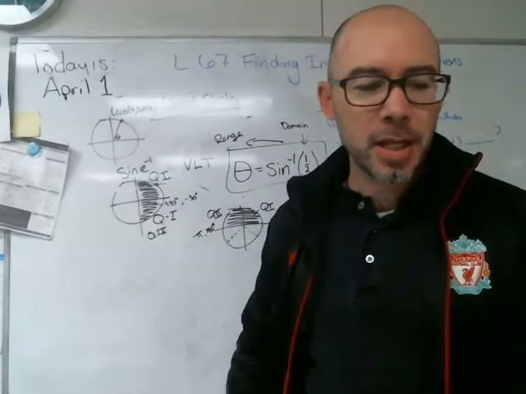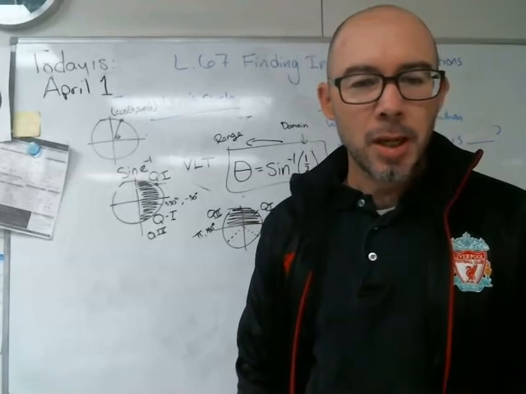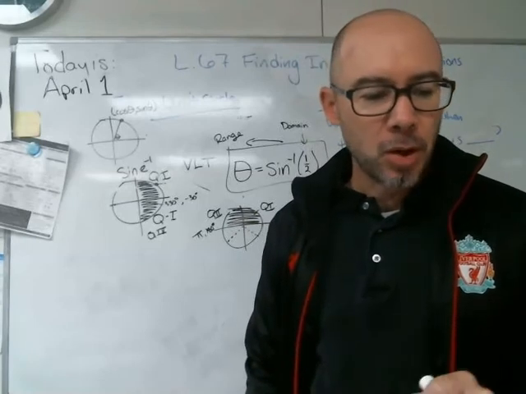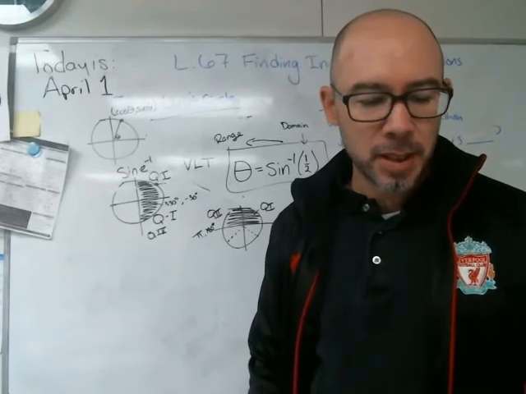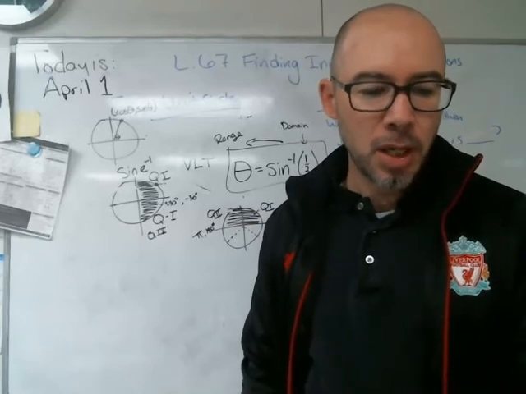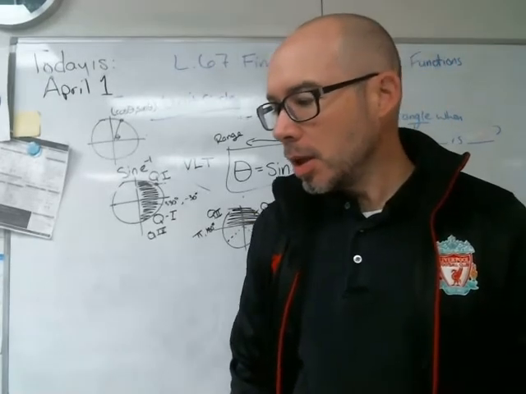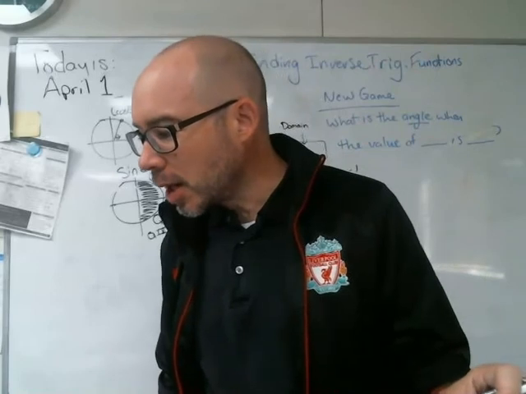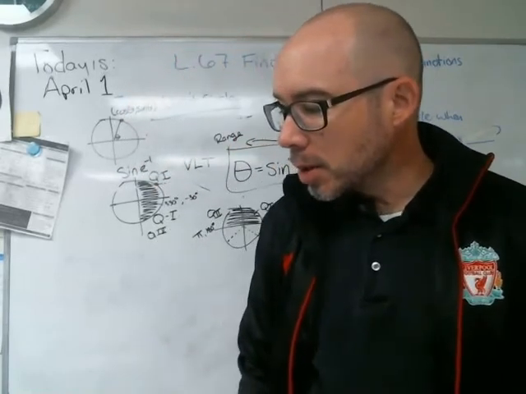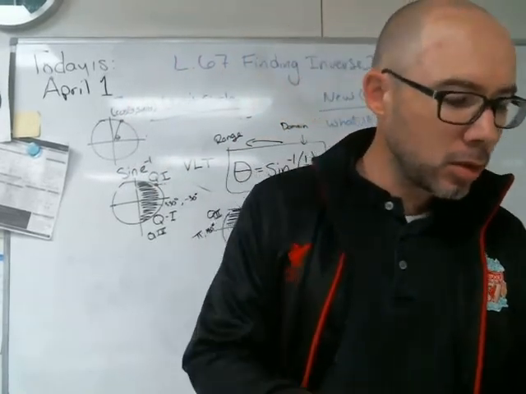So you need to pay attention to those restrictions. They've got a whole set of domain and range business there that you need to pay attention to. It would probably be a good idea for you to copy that chart in the middle of page 477 into your notes.